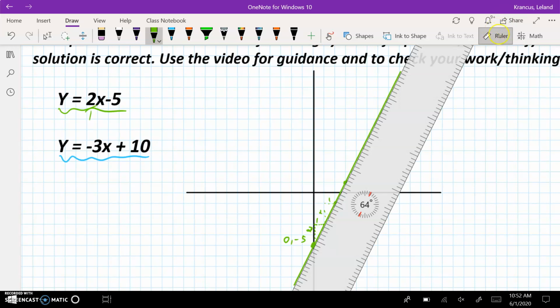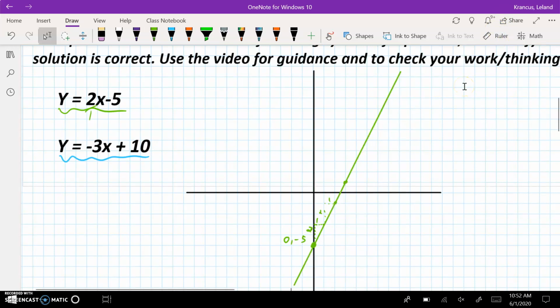So remember that line, the solid green line, every single point on that green line is an xy pair that makes that equation true. So I don't have to calculate every single one. The line represents that set of solutions. So now I'll do the same thing with my second equation.